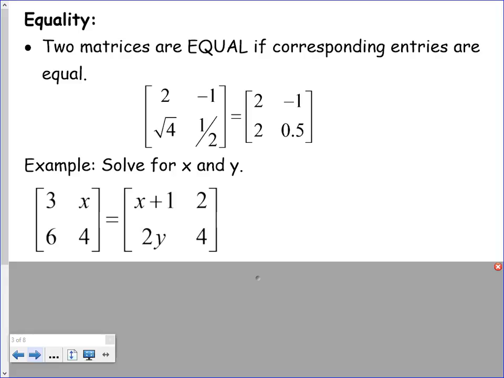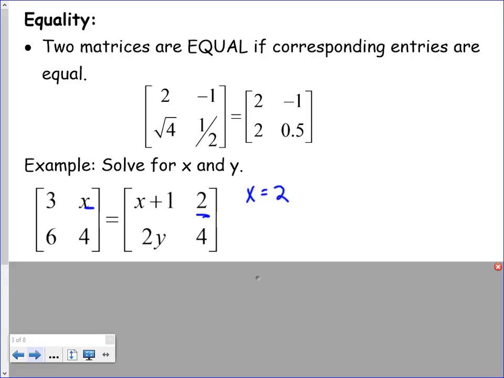Okay, there are two ways to solve for x, and when you guys talked to each other, it sounds like we got the right answers. Probably the easiest way to solve for x is to look at first row, second entries. You have x in the first matrix, and then you have 2 in the second matrix. So x must equal 2.